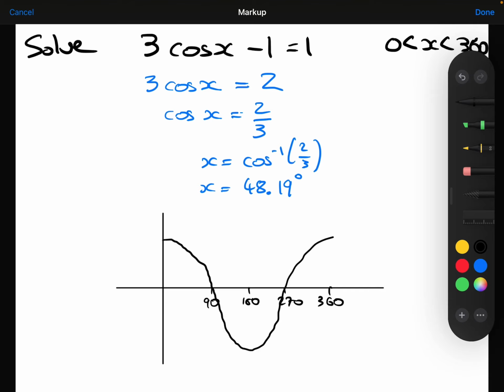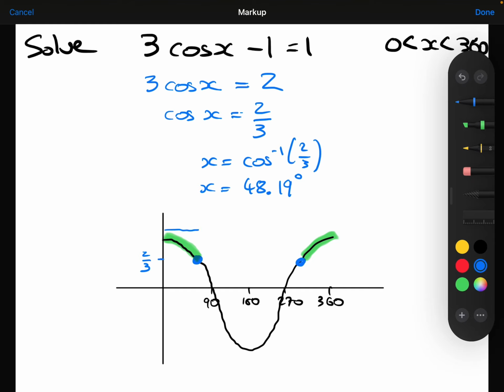So there's my cos graph. I'm looking to see when it equals 2/3. That's what this question was about. When does the cos graph equal 2/3? I can see it's equal to 2/3 here and here. Using the symmetry of this graph, I know that that is the same as that.